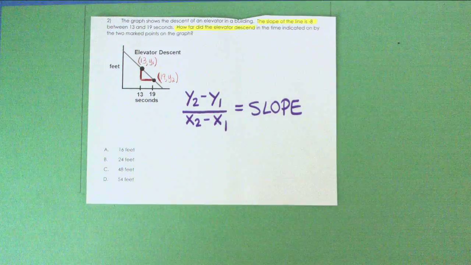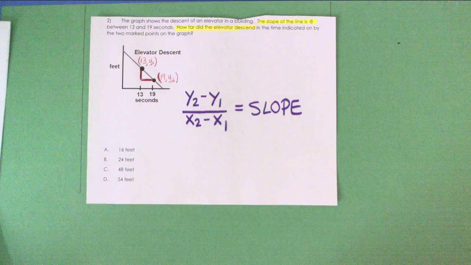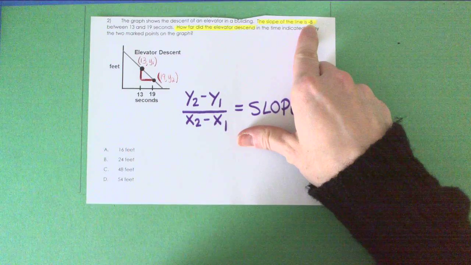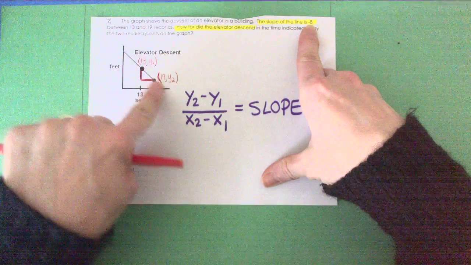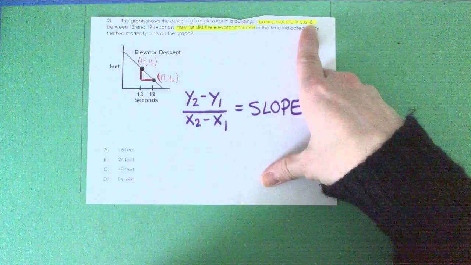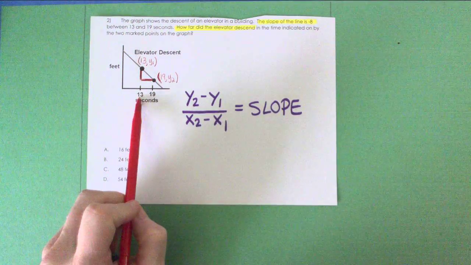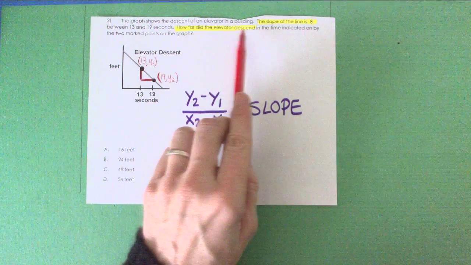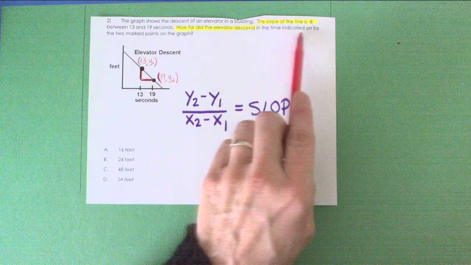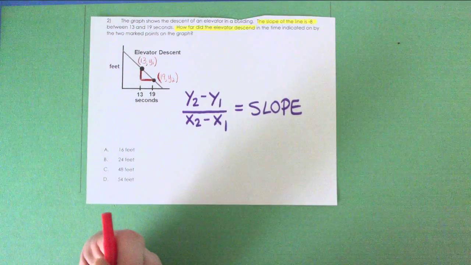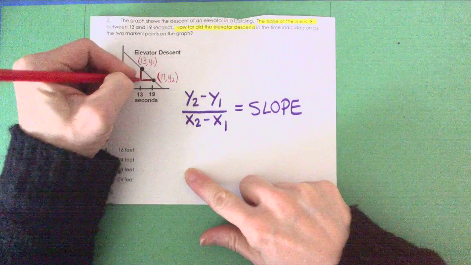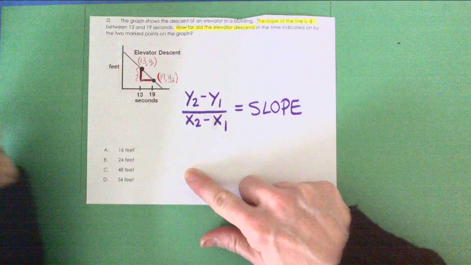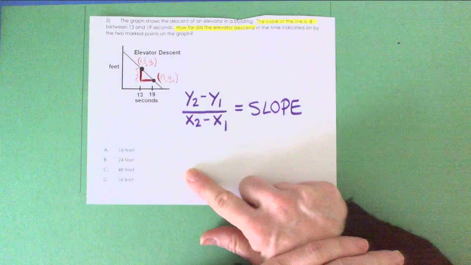Question 2. This question said, the graph shows the descent of an elevator in a building. The slope of the line is -8. I highlighted that. So the slope of this line right here is -8. And this is happening between 13 and 19 seconds. The question is, how far did the elevator descend, or go down, in the time that's indicated by the 2 marked points on the graph? So really, guys, this is what we're looking for right now. How far did the elevator descend over this 6-second period from 13 to 19 seconds?